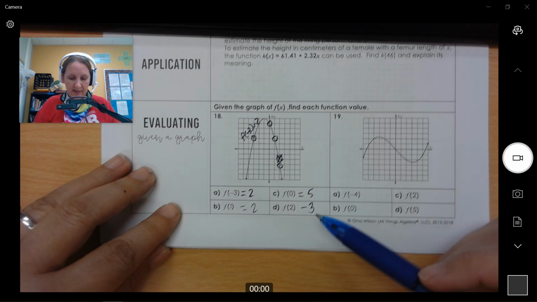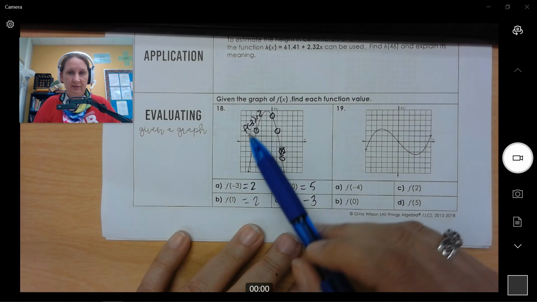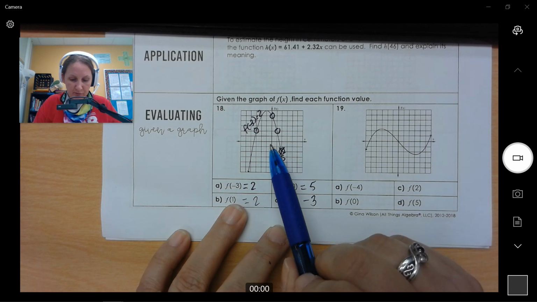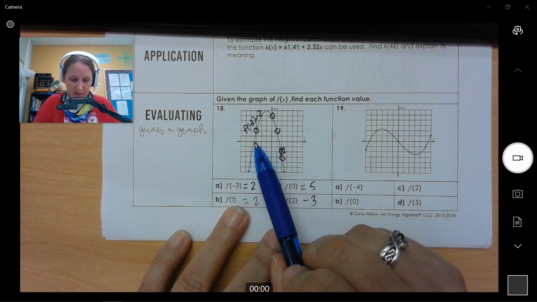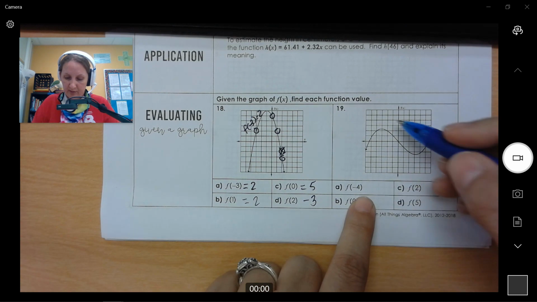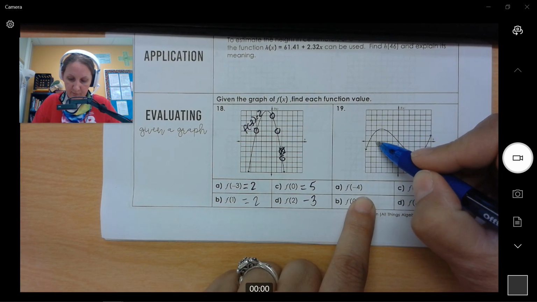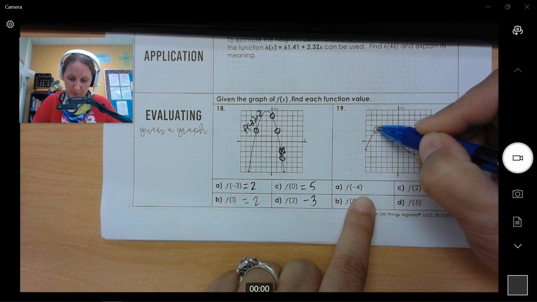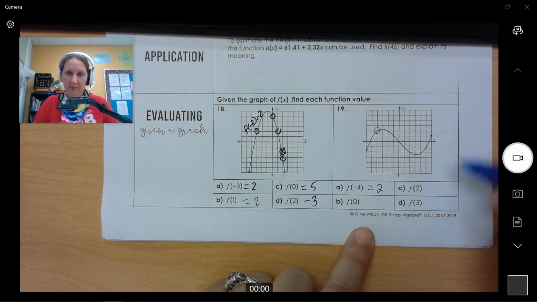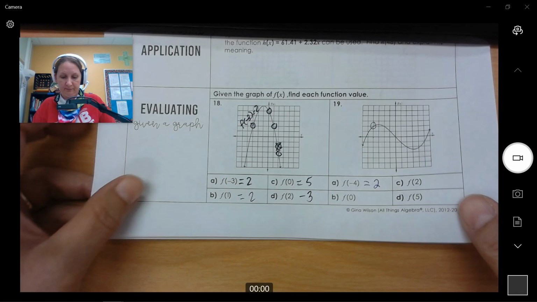Okay. So the last type of question is, let's say we had a graph and we are given f of negative 3. We would go to negative 3 and then go up to the y, and that would be the answer. So on this one, we go 1, 2, 3, 4, up to where the graph is, and that's at positive 2. Okay, I'm going to let you guys do the rest of those.